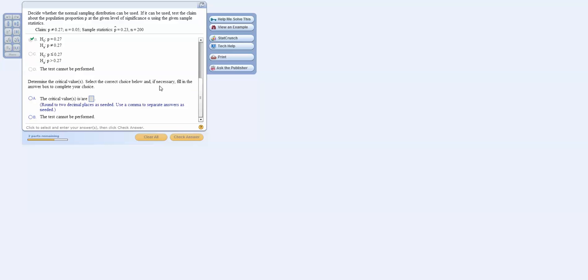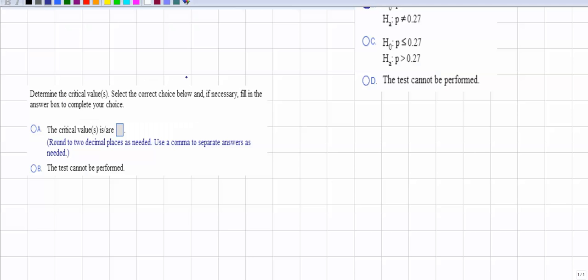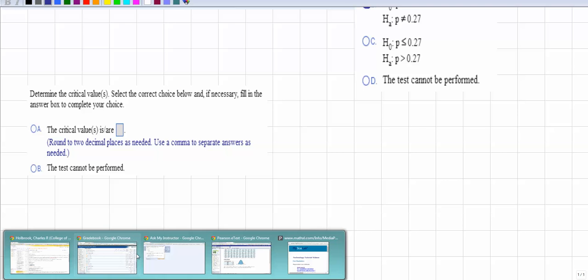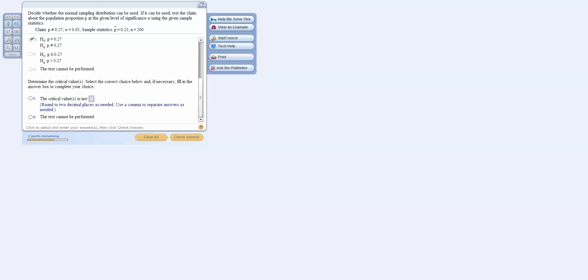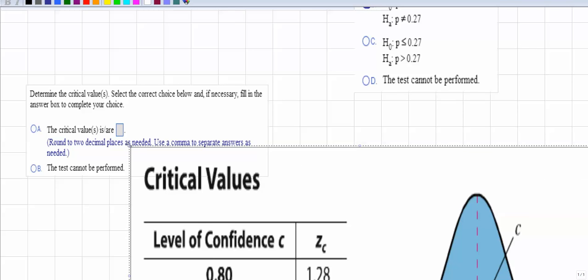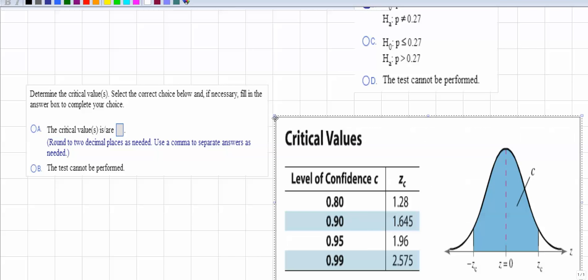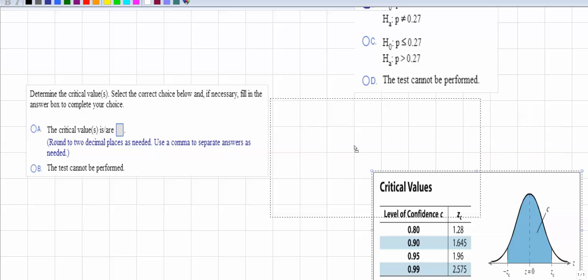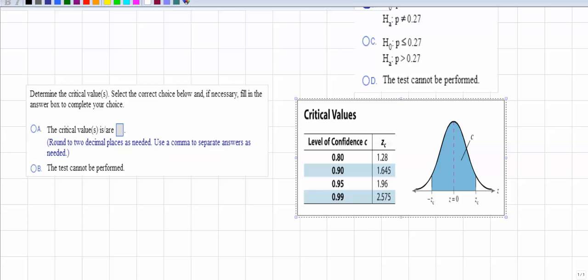And this is determine the critical value. Select the correct choice below, and if necessary, fill in the answer box to complete your choice. So the next part of this is to determine the critical value. We are going to bring in the critical values from the textbook, from the standard normal distribution table at the end of the textbook, which is on page A16.